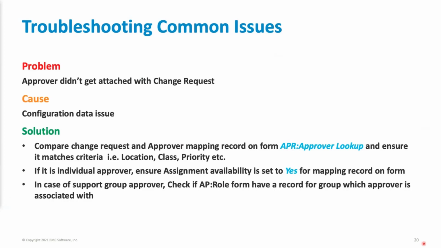If it is an individual approver, ensure that the assignment availability is set to Yes for mapping records on the above form, Approver Mapping or APR Approver Lookup. In case of a support group approver, check if the AP Role form has a record for the group which the approver is associated with.